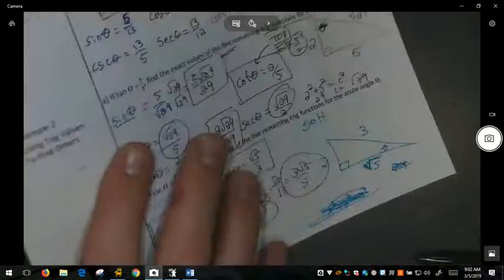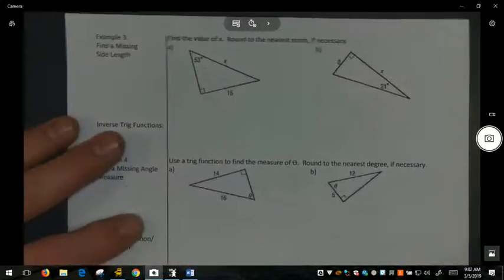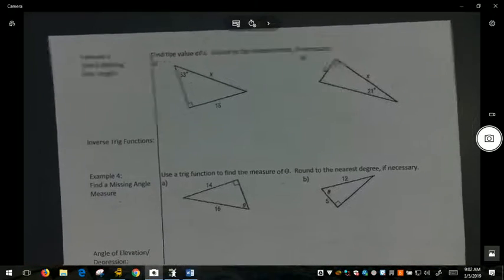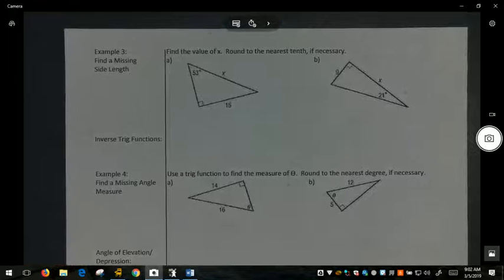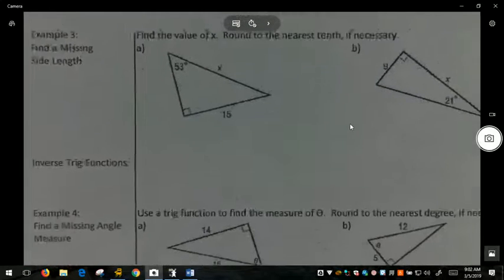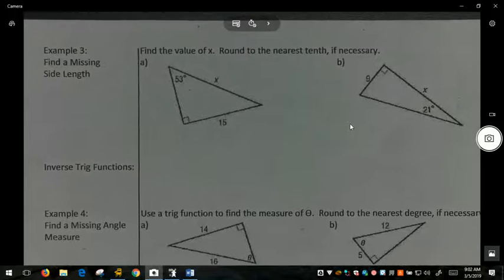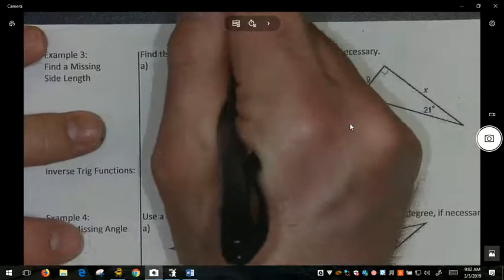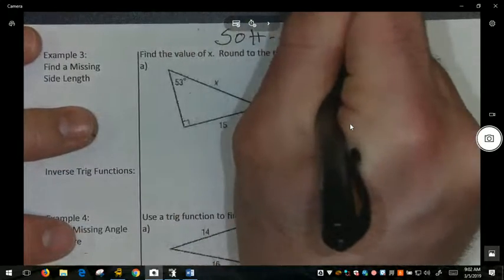That concludes example 2. Example 3 is getting back to the heart of what you did in geometry, which is solving the right triangles using Sohcahtoa. So when we use Sohcahtoa, we were asked to find the value of x. Oh, thank goodness, I don't have to find all sides. We sometimes are asked to do that. So I'm looking at this problem, and again, I write down Sohcahtoa.